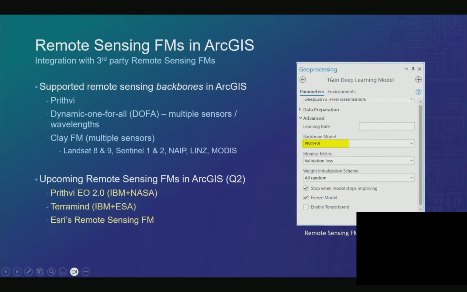For an example, if you look at the screenshot, this is again the train deep learning model tool. In the backbone model, you see here Prithvi. This is one example of the remote sensing foundation model that we have available. And there are more examples, for example, DOFA, Clay, and we are integrating these new models into these ArcGIS tools and ecosystem. So you could now utilize these remote sensing specific foundation models as backbones instead of relying on those non-geospatial ones. Of course, we love GIS.